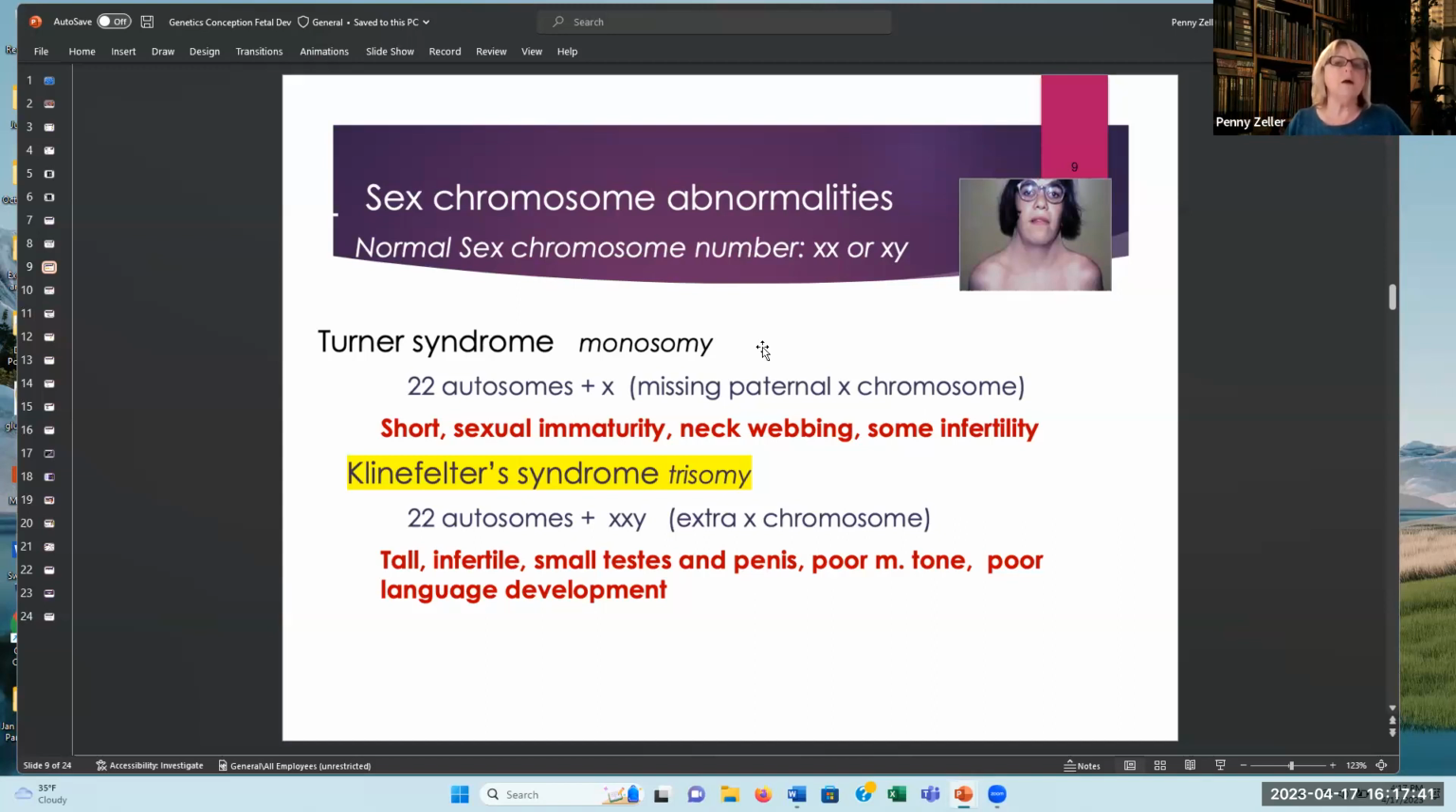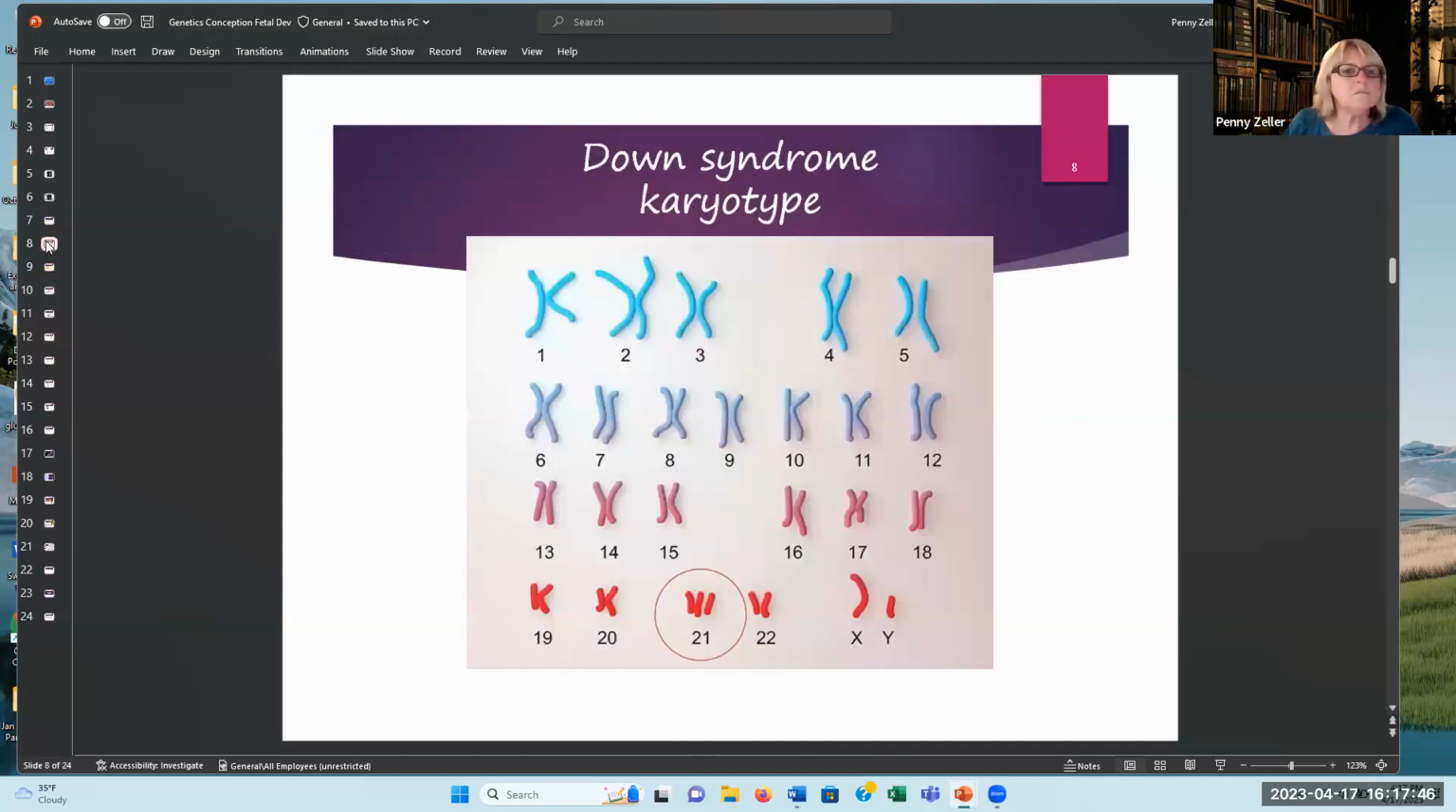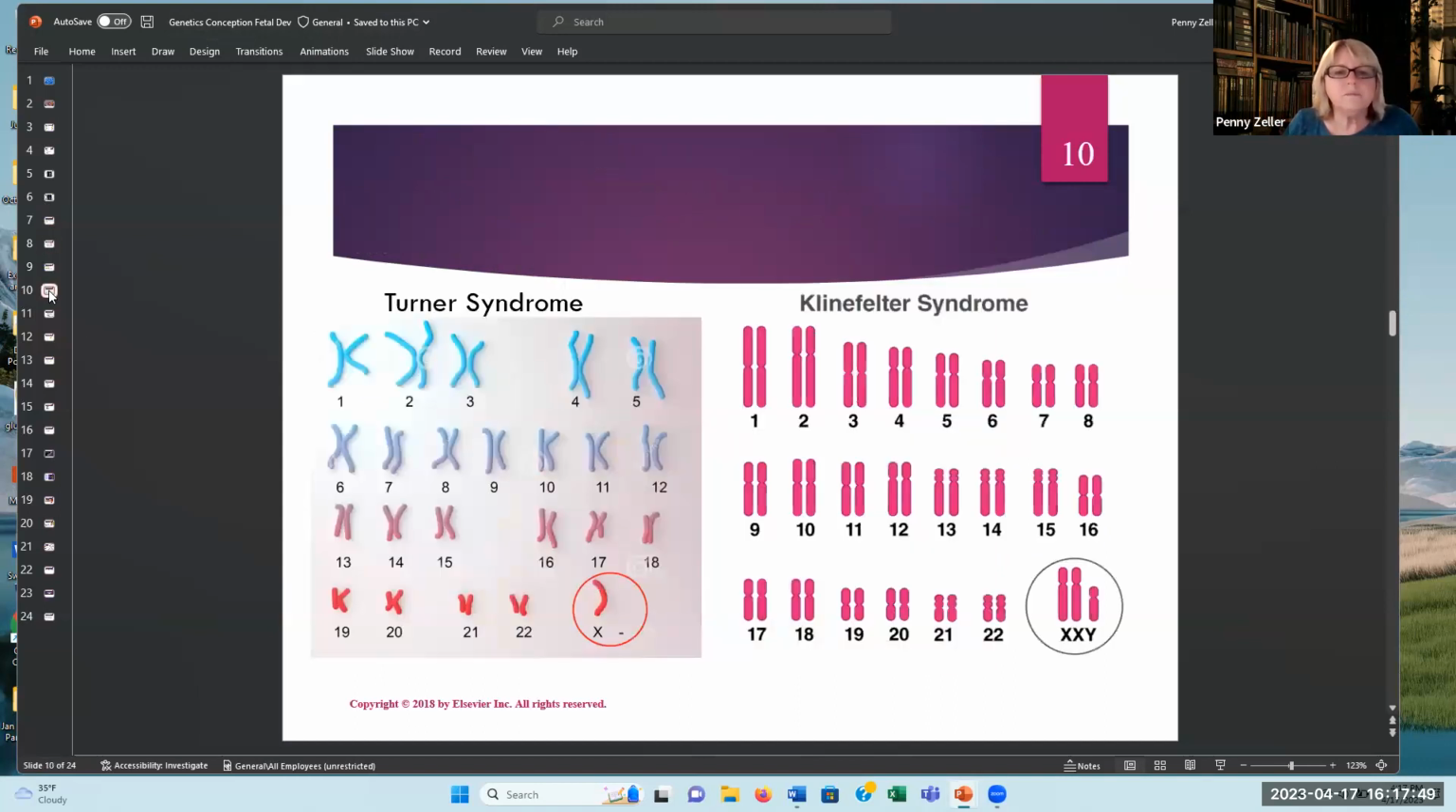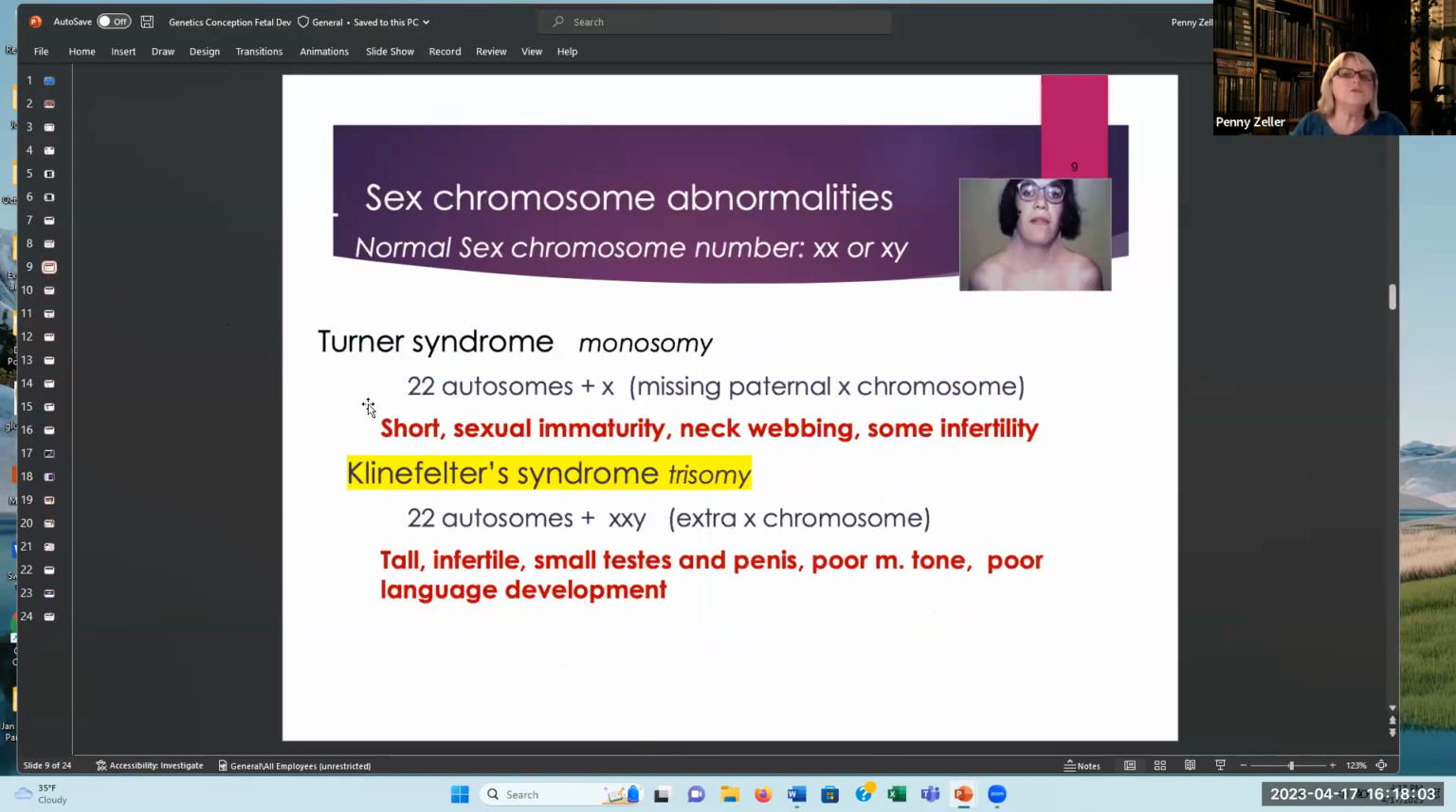So Turner syndrome is a monosomy. I think that's this one. Well, there it is. Turner syndrome is a monosomy. There's only 1 sex chromosome, so it's mono. And Klinefelter is a trisomy. So Turner syndrome, what we see is sexual immaturity. Well, for both of them, sexual immaturity. Turner's: neck webbing, some infertility, short. And we usually have to support them with estrogen.